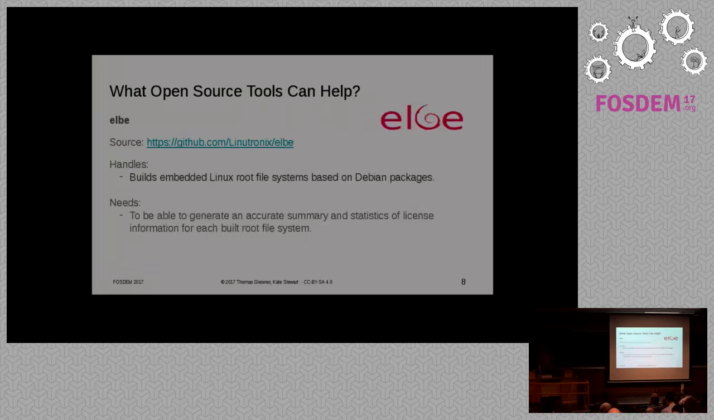And then the other open source tool we're looking at for this is the Elbe system, which takes and builds a Linux root file system based on Debian packages. And it needs to be able to have an accurate summary and statistics of license each time it does a build root file system. So this is part of trying to pull all these pieces together that are out there and see if we can get something useful. And with that, I'm going to turn it over to my colleague.